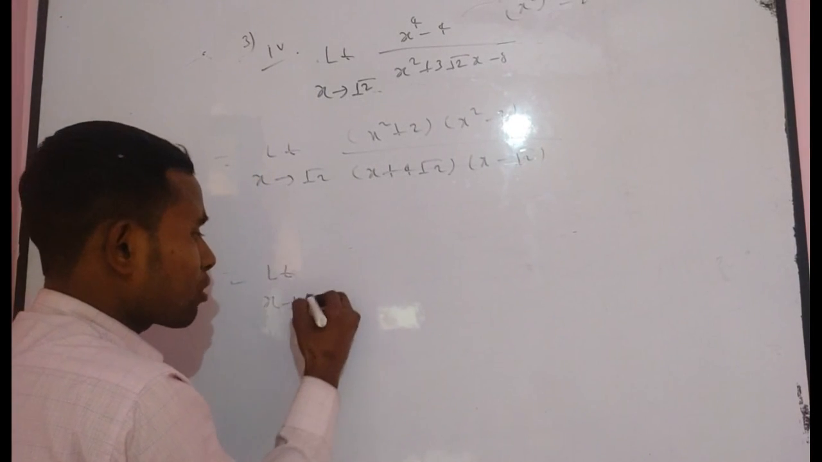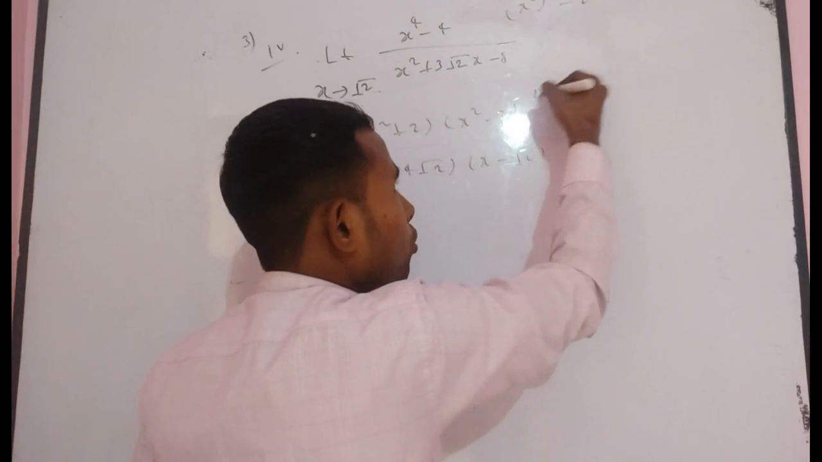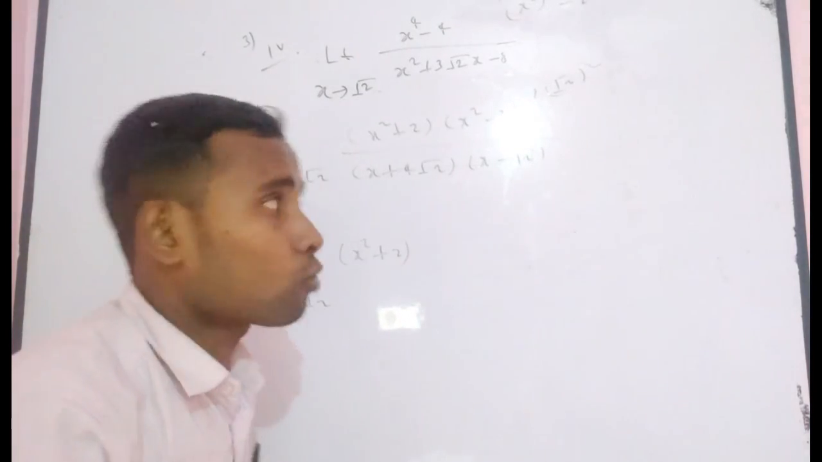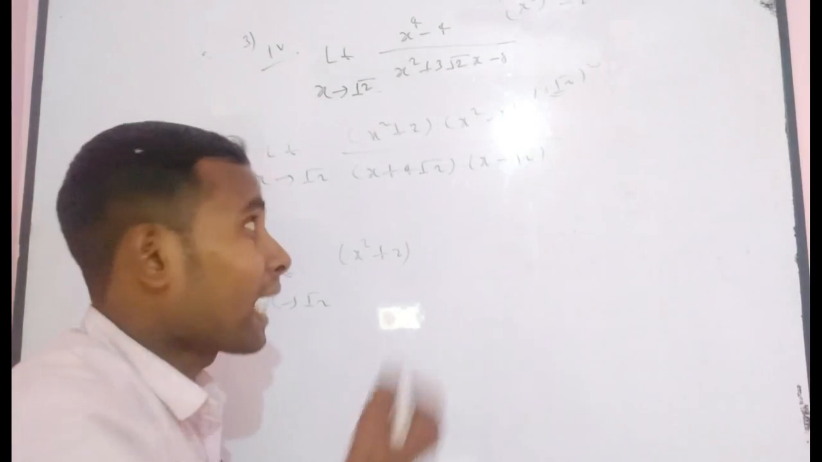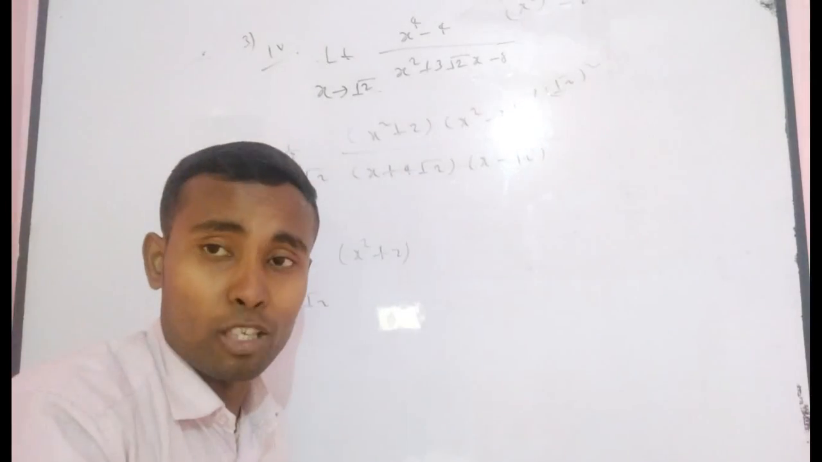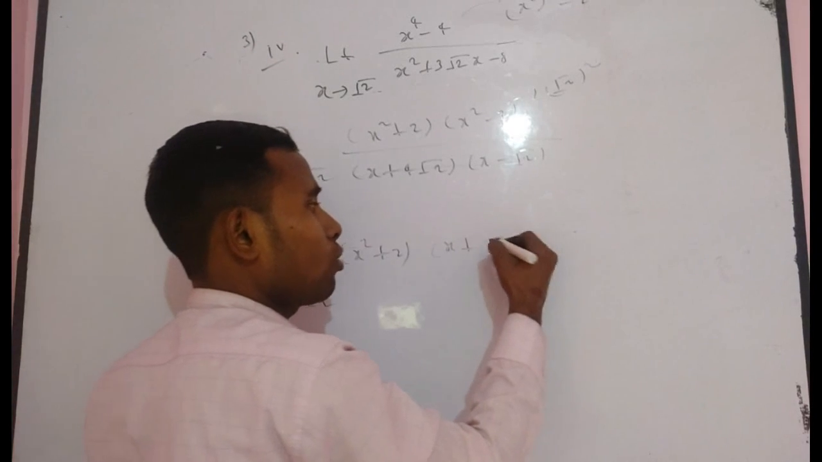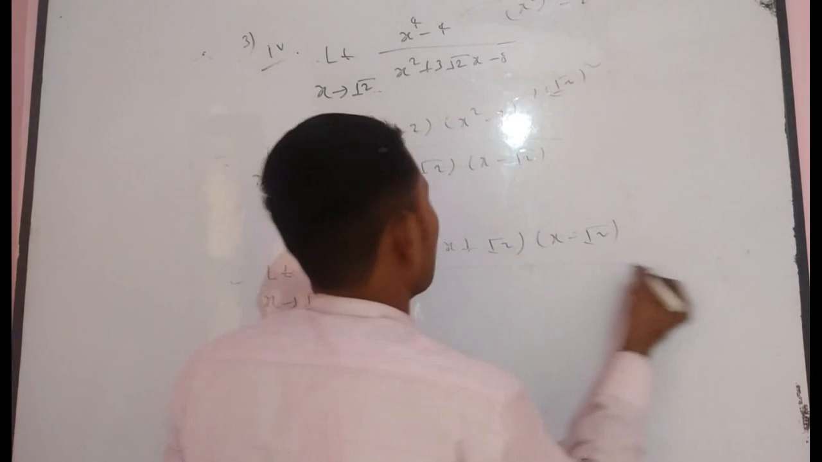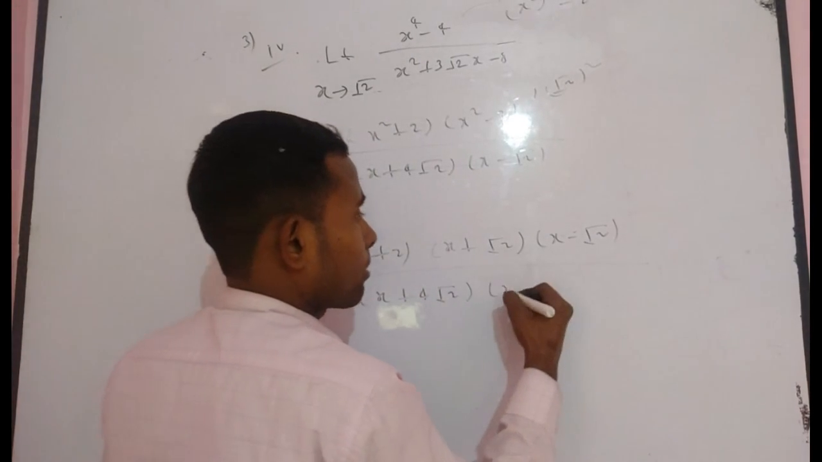Can you write 2 as root 2 whole square? If 2 is equal to root 2 whole square, then it is x square minus root 2 whole square, and if it is x square minus root 2 square, just like a square minus b square, you can put it as x plus root 2 into x minus root 2, divided by x plus 4 root 2 into x minus root 2.